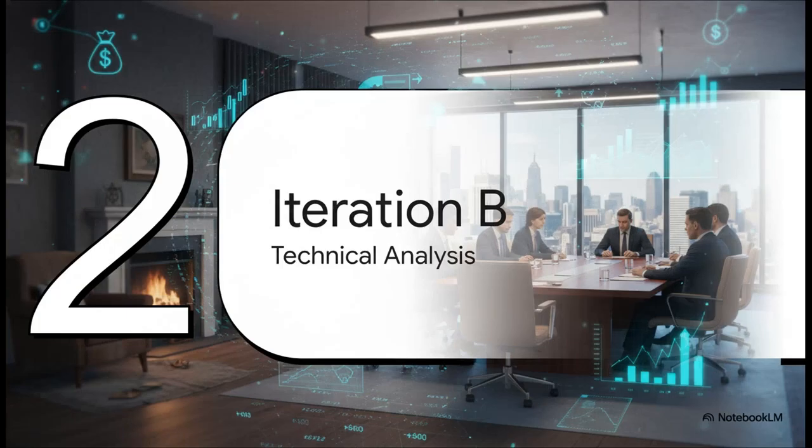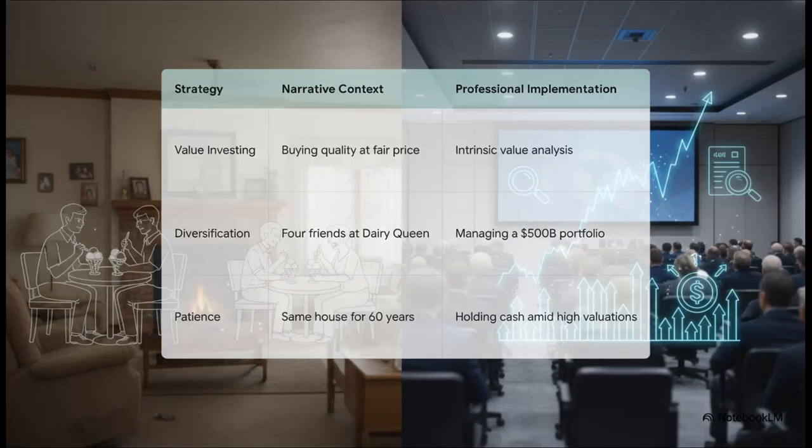Moving right along to Section 2, Iteration B, Technical Analysis. Let's actually translate that biographical narrative we just talked about into professional implementation. It's like a giant puzzle coming together. That idea of buying quality at a fair price, that scales up into intrinsic value analysis. A folksy story about 4 friends at a Dairy Queen translates into the intense reality of managing a $500 billion portfolio. And that fact about living in the same house for 60 years, well, that evolves into the highly strategic maneuver of holding cash amid sky-high valuations. It perfectly demonstrates how personal patience and discipline directly scale up to manage multi-billion-dollar realities.